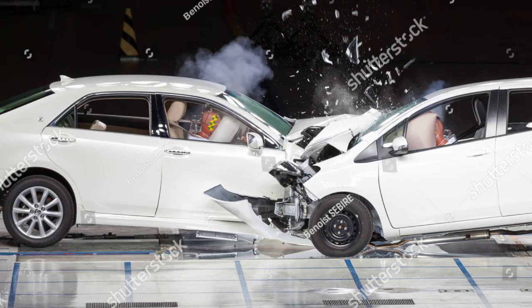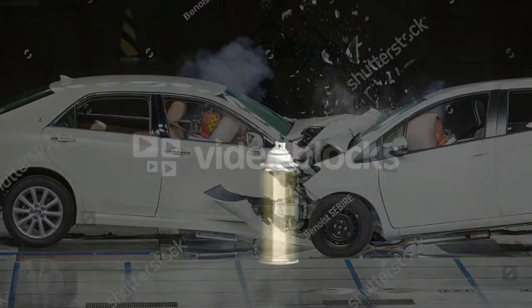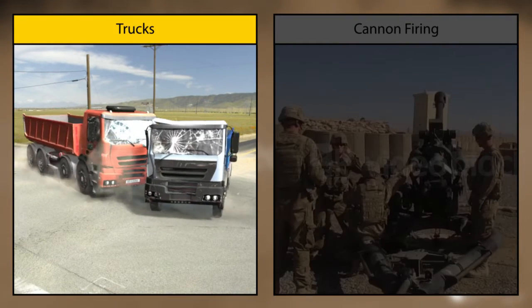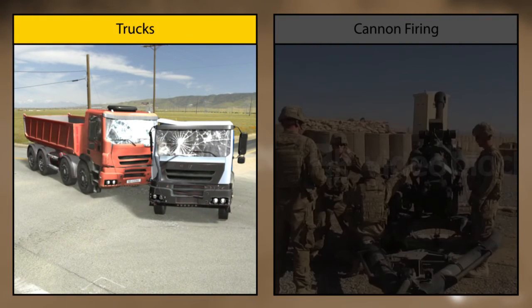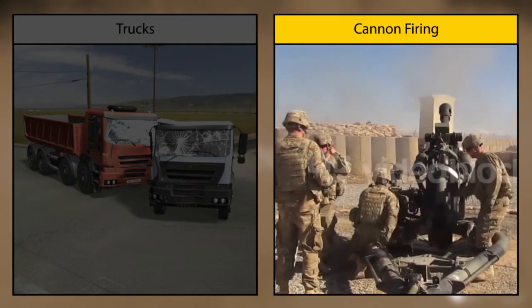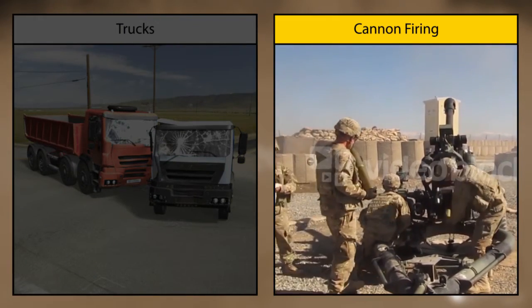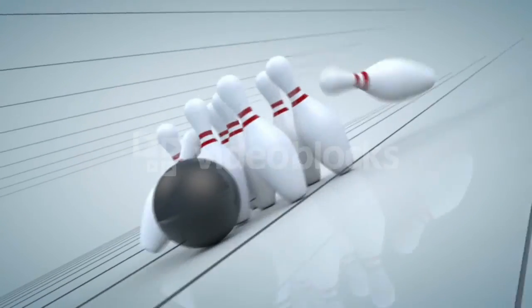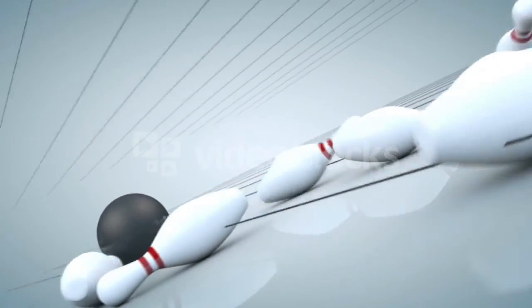Momentum helps us understand the effect of collisions and explosions. For example, it explains the effect of a collision between two trucks or a cannon firing. The greater the momentum of an object, the larger is its effect on another object.